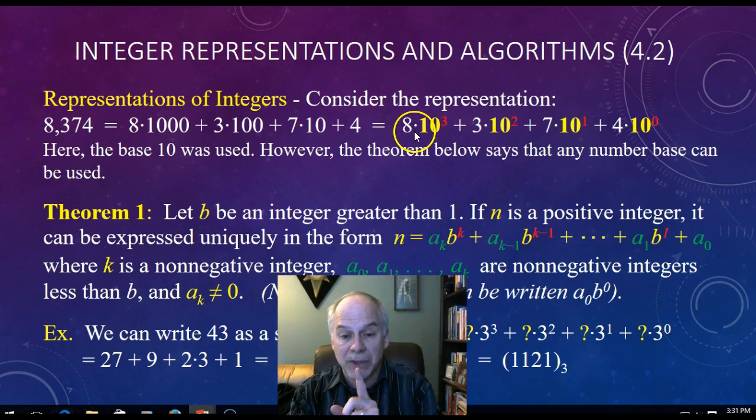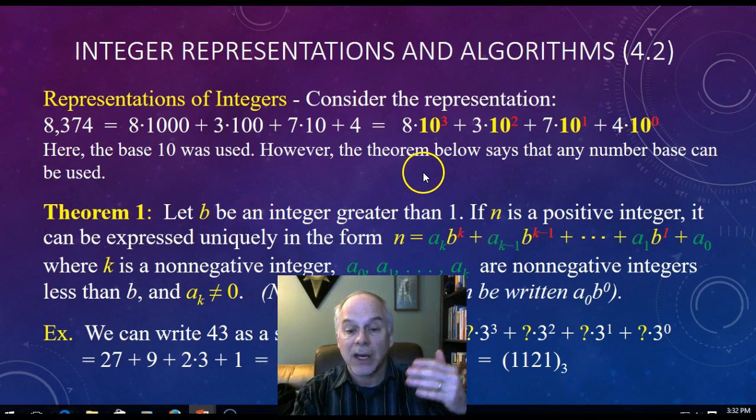So I could actually represent this as 8 times 10 to the third plus 3 times 10 to the second plus 7 times 10 to the first plus 4 times 10 to the zero power. So we're using base 10 and we're very familiar with that. But we are going to be looking in this section at using other numbers as the base besides 10.